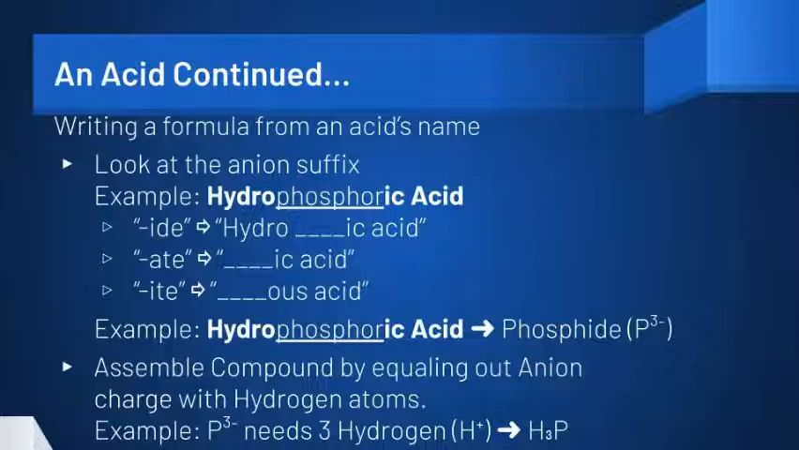Next, we're going to want to assemble the compound by equaling out the anion charge with hydrogen atoms, since all acids have hydrogen atoms as their cation. In this example, P has a -3 charge, so it needs 3 hydrogen atoms.